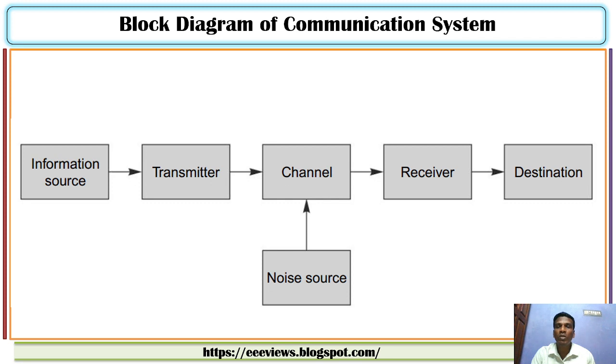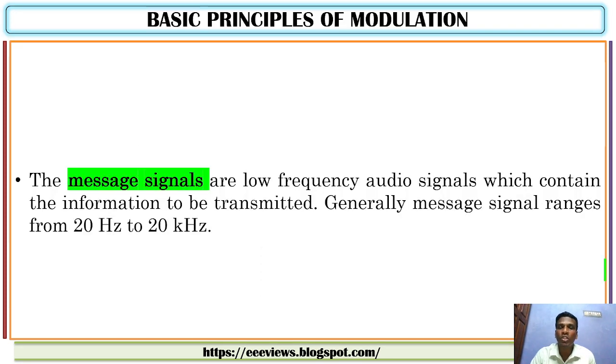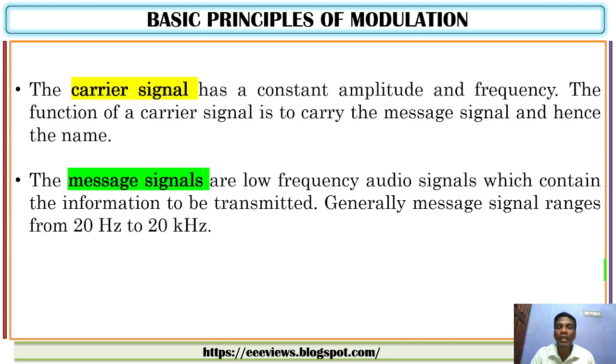Next we will move towards modulation. We said that we have an information signal, and that information should travel a very long distance, but the information is a low frequency signal. Normally, as you can see on the screen, it is about 20 hertz to 20 kilohertz. So this normal message signal cannot be transmitted over a long distance. If I want to transmit this message signal over a large distance, I need a carrier signal to carry it.